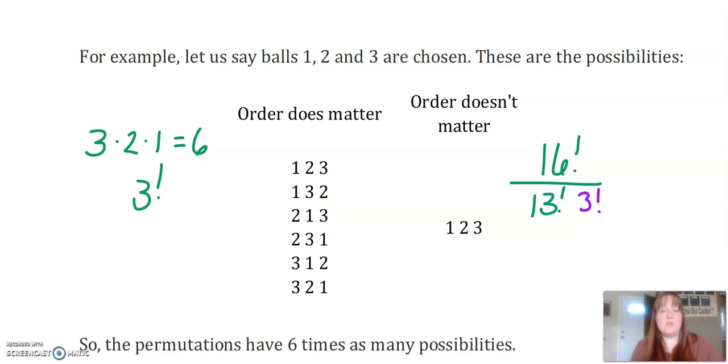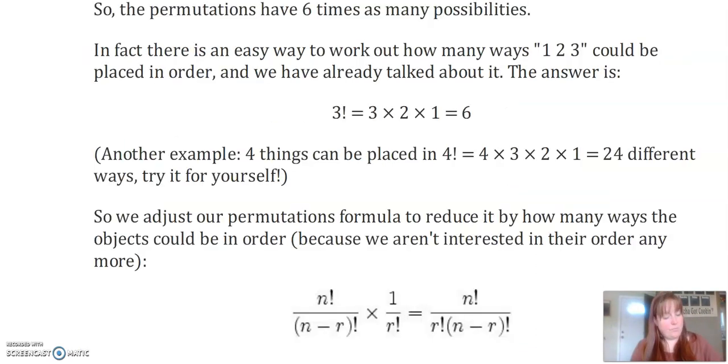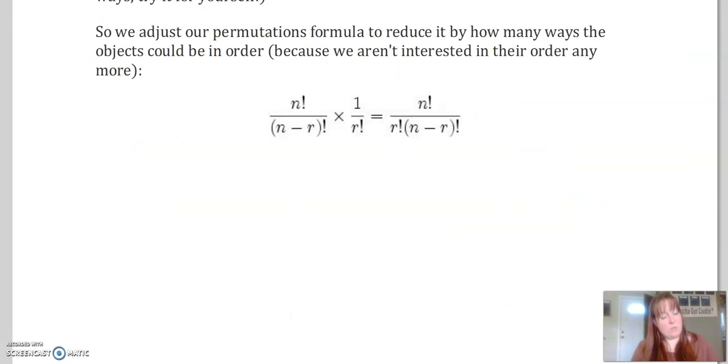You'll notice that we have fewer combinations than we do have permutations because order doesn't matter. So there's going to be a lot fewer options. So this is how we would write that.